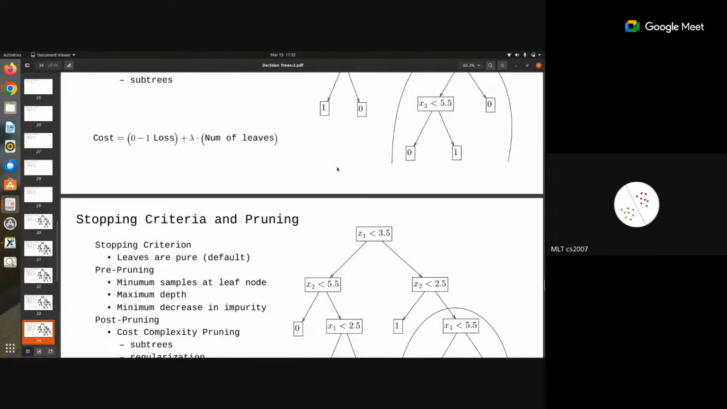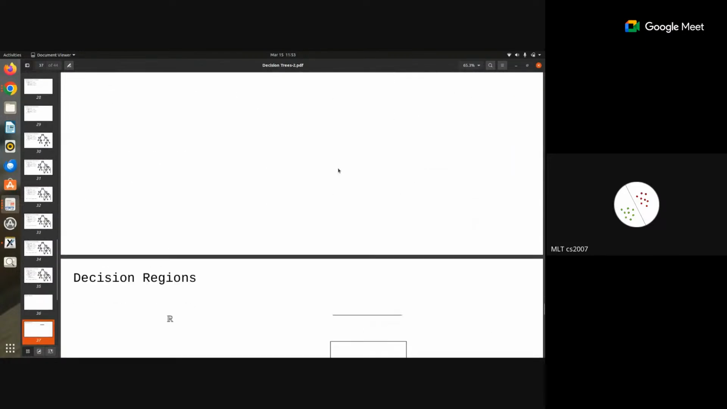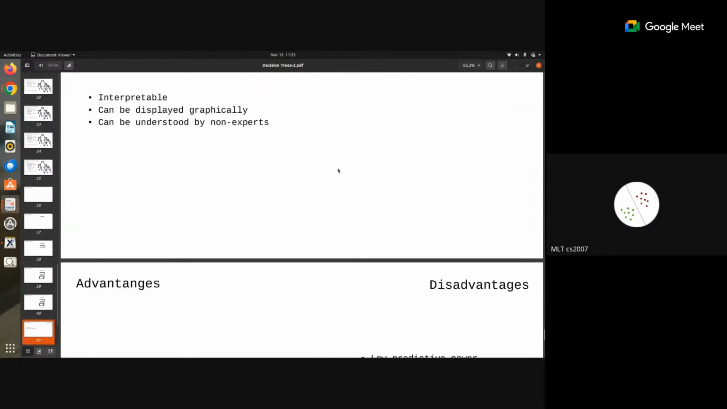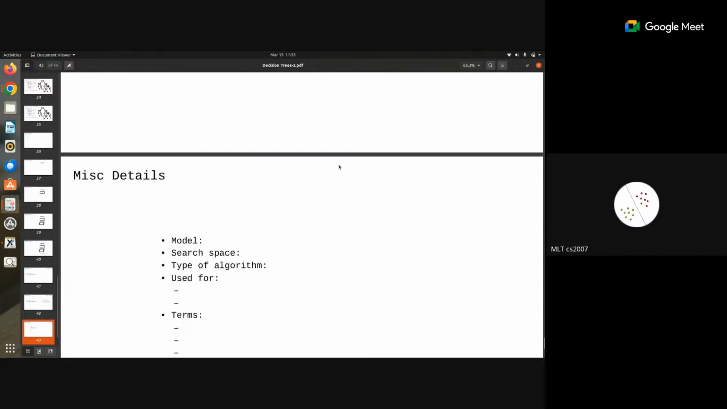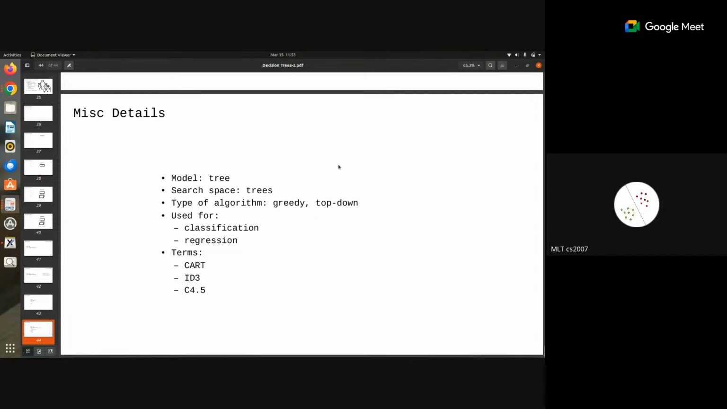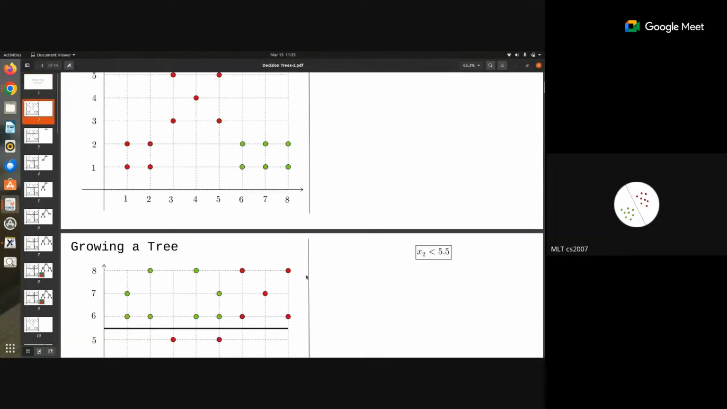Okay, so I think the pruning is not there, but we'll try to understand what pruning is. Maybe I'll just go through it once. There are so many things actually. So all of you know how to grow the tree.